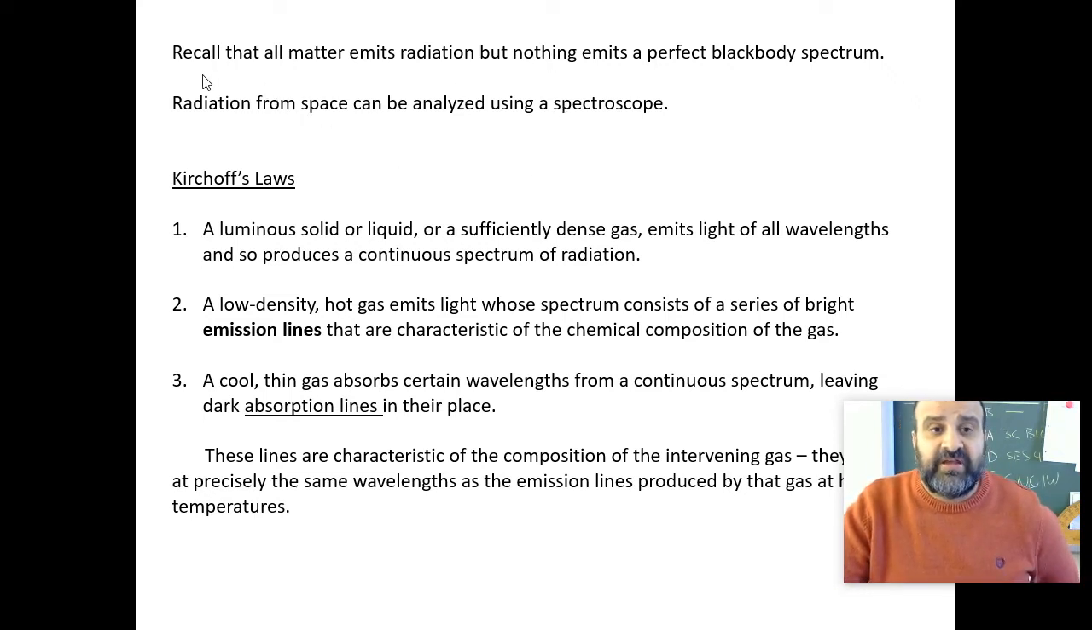So, first thing we need to discuss is that all matter gives off radiation, but nothing emits a perfect black body spectrum. And we'll talk about the black body in the second half of the notes for today. So don't worry about what the black body spectrum is right now. Right? That's going to be addressed in, so this is lecture 5A, that'll be in lecture 5B notes. So looking at radiation from space, right, and radiation includes white light, the light that we see, we can analyze it. We can analyze it using the spectroscope.